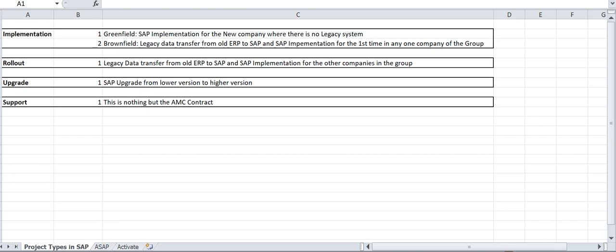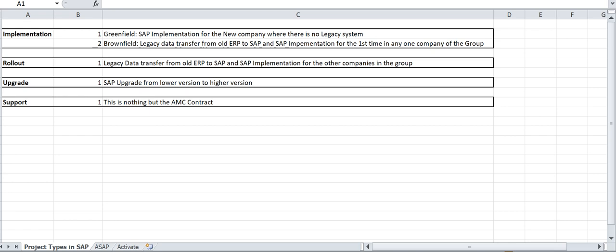The support consultants, within the time frame provided to them and based on the priority of the tickets raised, resolve that issue and reply back saying the issue is resolved, and then the user performs their day-to-day activities. So this is what we call the support project.